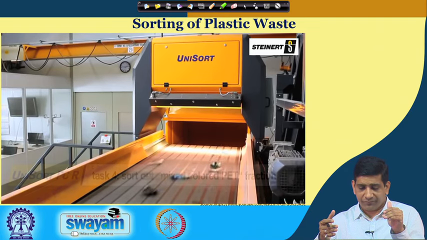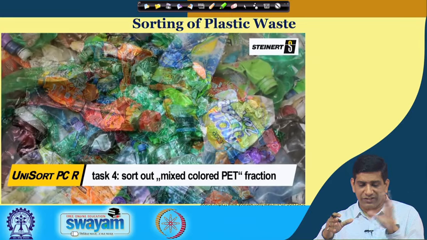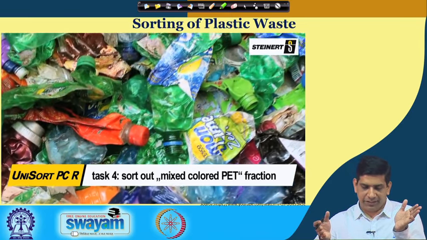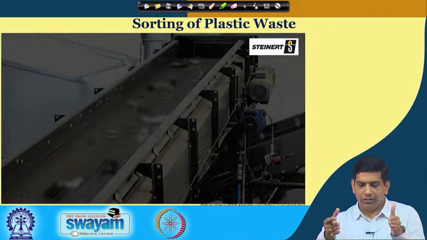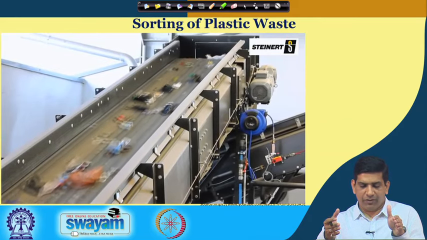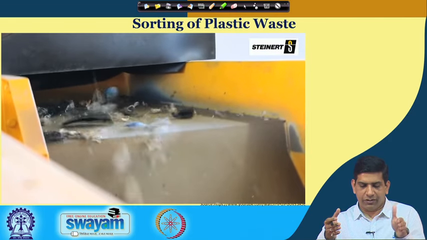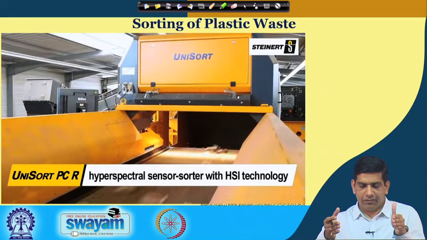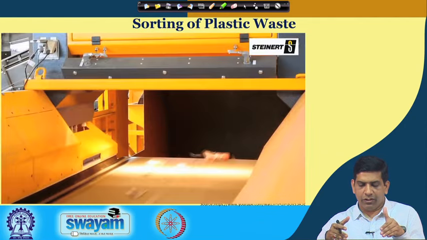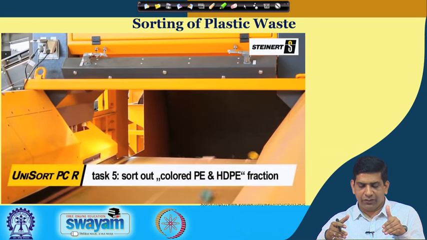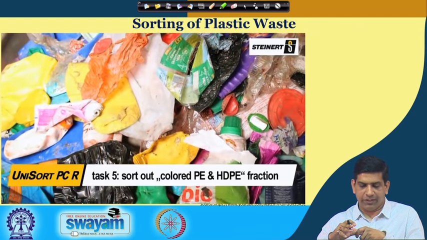Again it goes through that, where it tries to take out mixed color PET. Earlier it was clear PET, now it is mixed color PET. That is all it is showing up. The rest is probably film plastics and other low quality plastic material, which is now coming out on those conveyor belts. And in this particular sensor sorter, it is trying to take out colored PE and colored HDPE. So, you see colored PE and colored HDPE coming out.